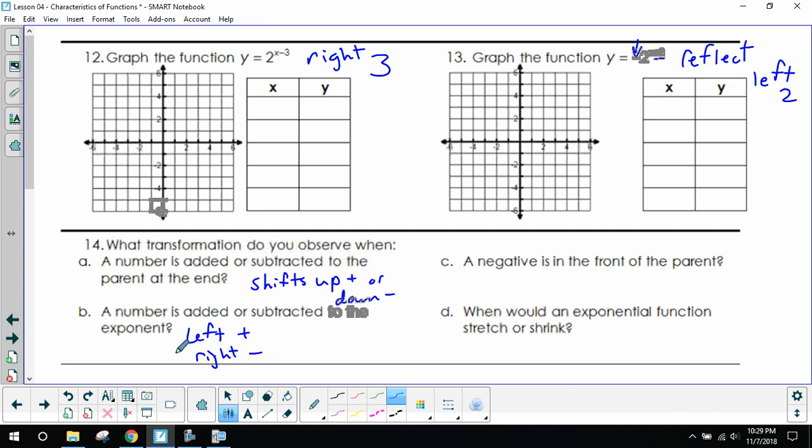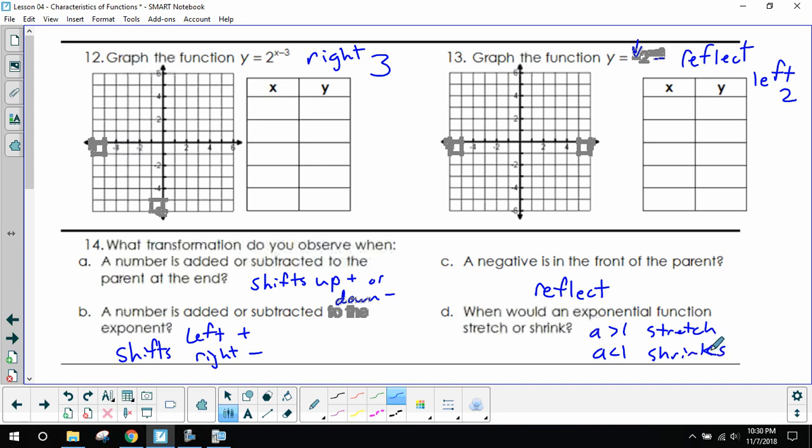And when will an exponential function stretch or shrink? Remember, when that a is greater than 1, it stretches. And when that a is less than 1, it shrinks. Okay, and to reemphasize that, we're not including the negative. The negative has its job. It reflects. After you distinguish that, ignore it. Look down at the a. Is the a greater than 1 or is it less than 1?